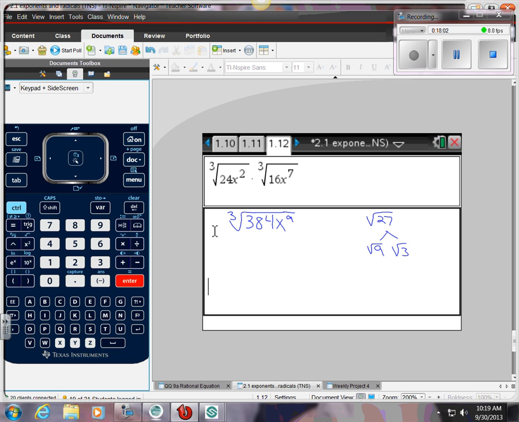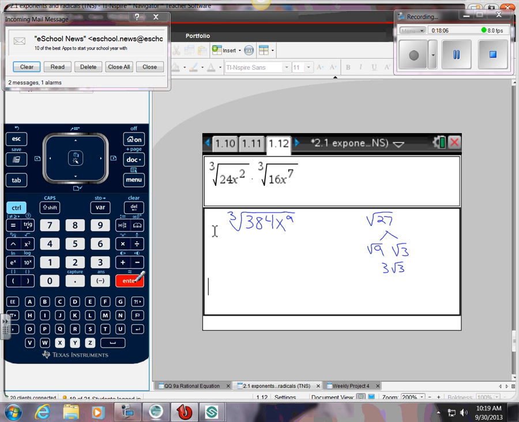Just like if you had the square root of 27, how would you break that down? 9 and 3. Okay, so this would be 3 square roots of 3. You're doing the same exact thing here, except you're using perfect cubes instead of perfect squares. And we just went through what all those perfect cubes were. Hopefully you wrote them down. Okay? So think about it.